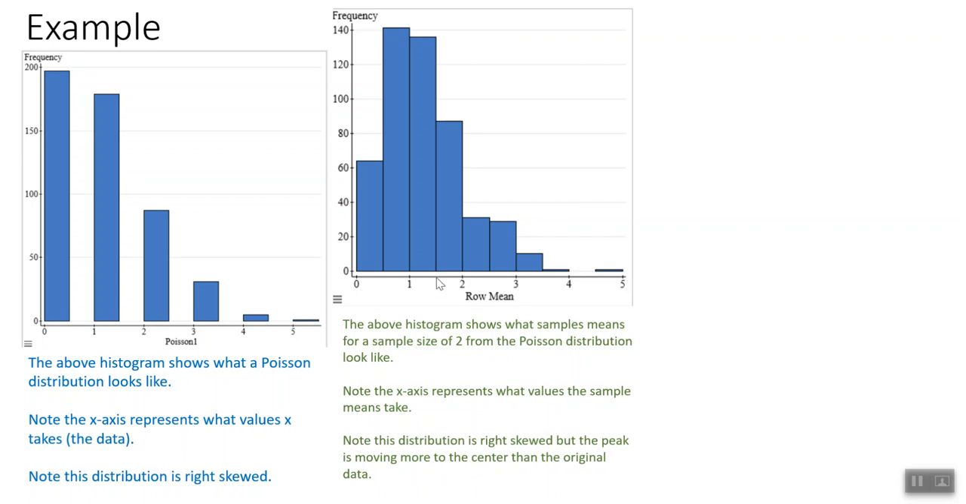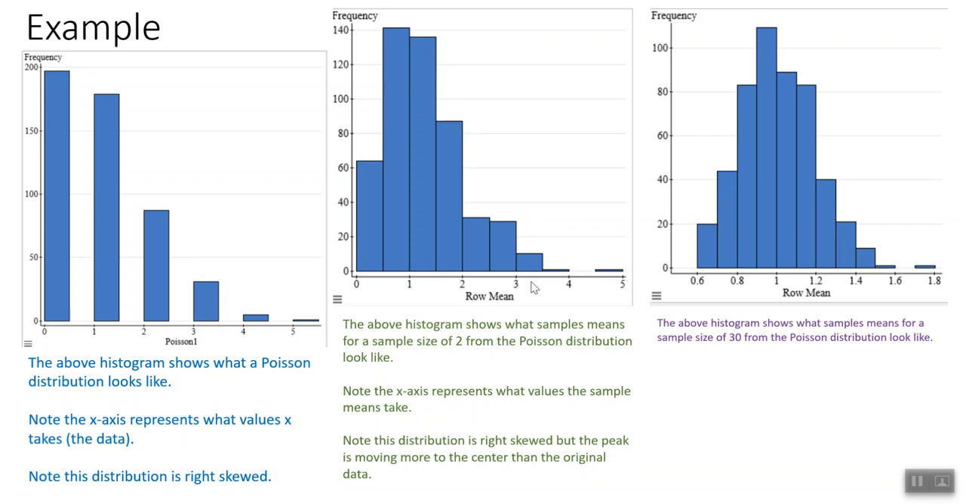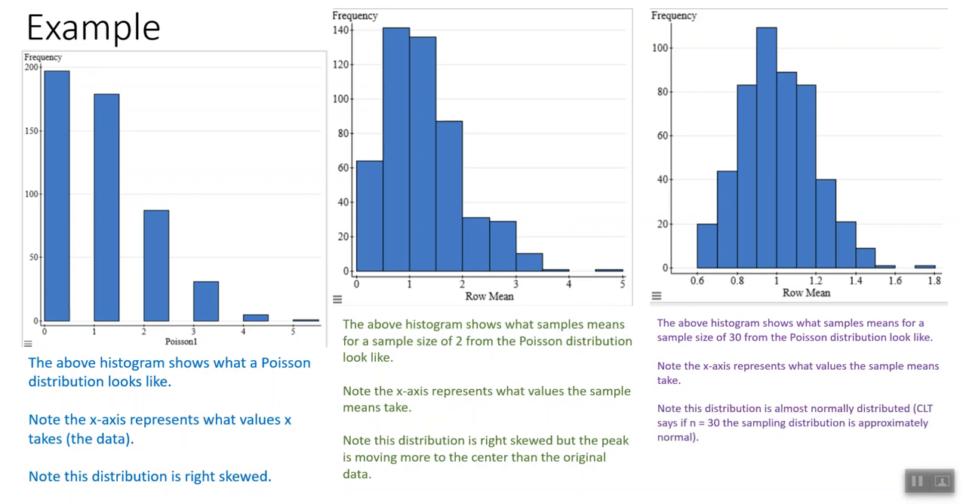And our last histogram shows what the sample means for a sample of size 30 from the Poisson distribution look like. What you should notice here is that the x-axis again represents the sample means. The distribution is almost normally distributed. The central limit theorem says if n is at least 30, the sampling distribution is approximately normal.